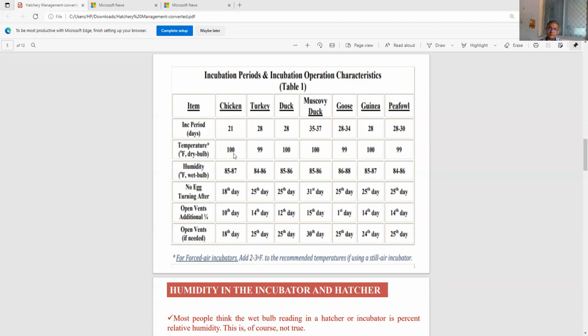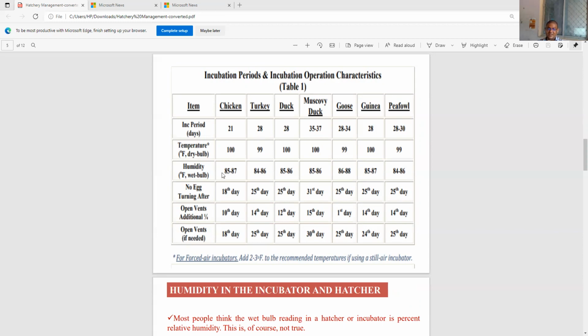The incubation period also varies for the following groups of birds. For chickens, 21 days; turkeys, 28 days; duck and guinea also 28 days; Muscovy ducks, 35 to 37 days; and goose, 28 to 30 days.